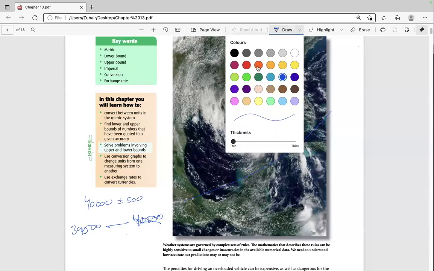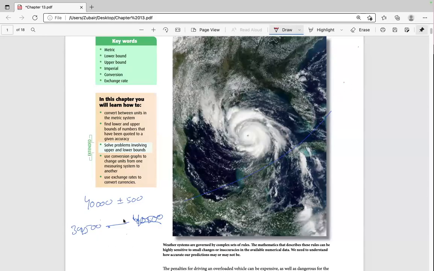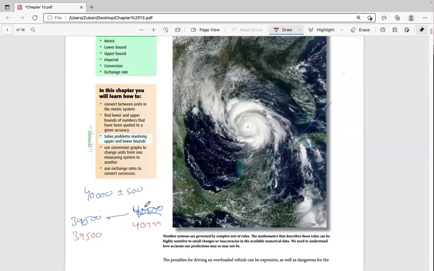Now, the catch is here. In this case, we will write 39,500 and, for the upper end, one less than this, so 40,499, because if it was 40,500, it would round to 41,000. So that is the only reason. The lower end is always minus the given accuracy, and the upper end is one less than that.